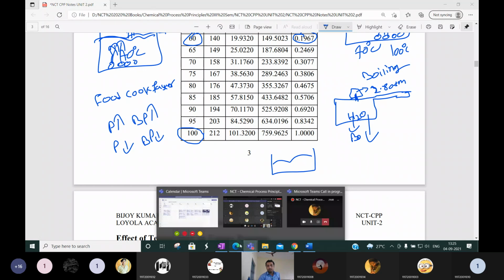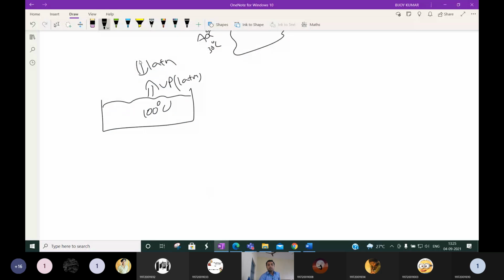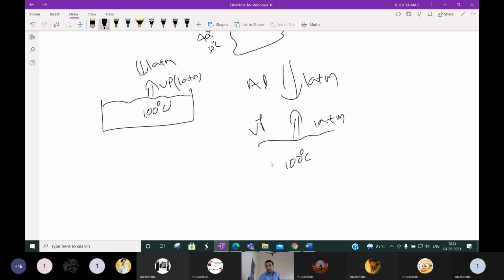Okay. So it means what? External pressure is 1 atmosphere. This vapor pressure is counterbalancing this atmospheric pressure. This is vapor pressure, this is atmospheric pressure, 1 atmosphere at 100 degrees centigrade. Then what will happen? On the water molecules there will be no pressure at that time, or you can say less than 1 atmosphere pressure will be there.